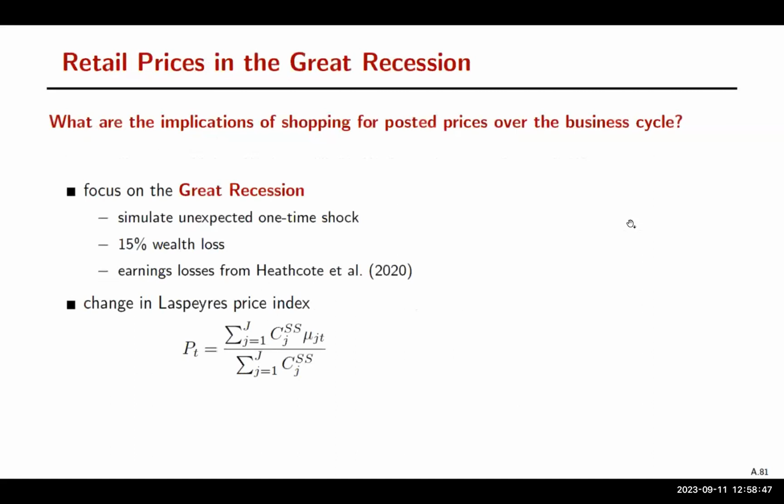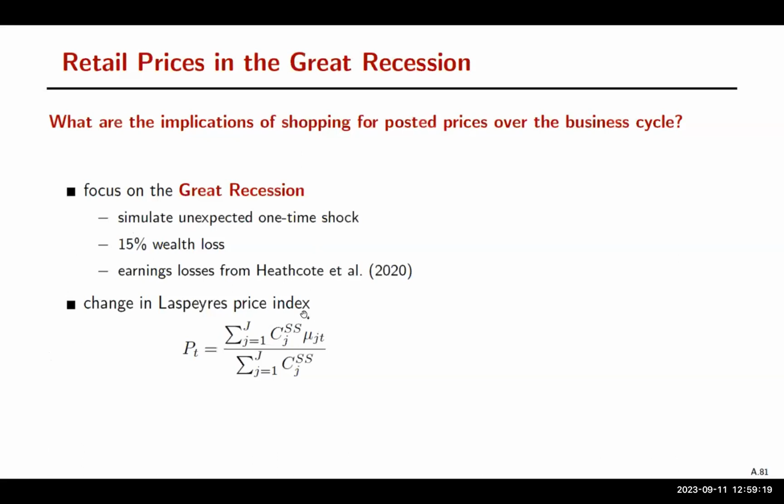Let me highlight how that plays out by talking about one specific aggregate shock, which is the Great Recession. I'm going to take this model that's very carefully calibrated in steady state, and hit it with a one-off MIT shock that looks a lot like the Great Recession. This shock is constructed as a one-time unexpected loss of 15% of everybody's wealth to proxy for the decline in house prices during the Great Recession. And then earnings losses that are very carefully calibrated to how earnings changed at different points of the income distribution during the 2007 to 2010 period.